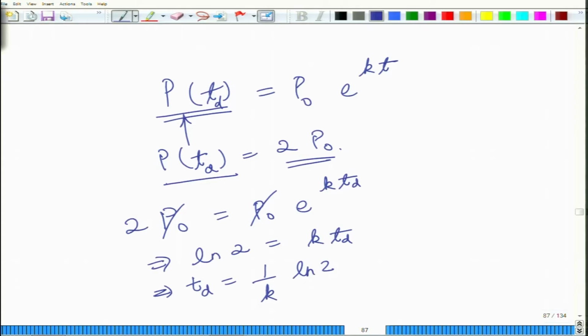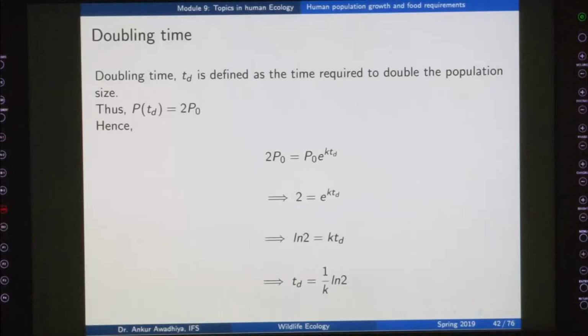Now, in this particular case, because log 2 is a constant and k is also a constant, we can say that your TD is constant. Essentially, when you are having an exponential increase, there will be a fixed time period TD, which is known as the doubling time, in which you will see that the population is increasing in a geometric progression. So, this is what Malthus had said. Essentially, this is a formula that we can remember, that TD is equal to 1 by k log 2.